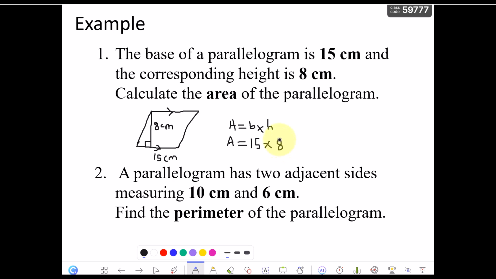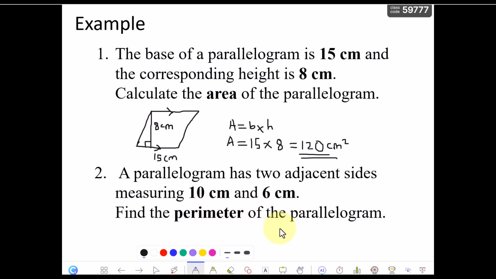It's a very simple mathematics question. Area of a parallelogram is just simply base times height. And that is 15 times 8, will give us what now? Let's see. Okay, so 15 times 8 will give us 120. And since area is cm squared, don't forget to write it centimeter raised to power 2. That is example 1. Then example 2 says a parallelogram has two adjacent sides, 10 and 6.